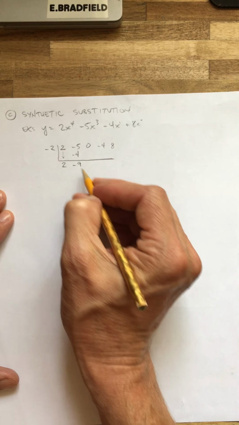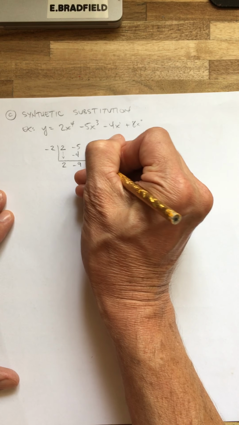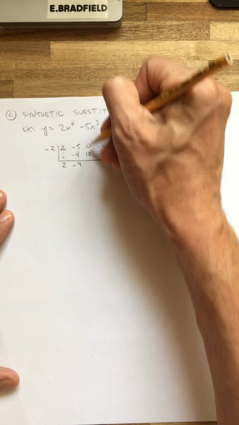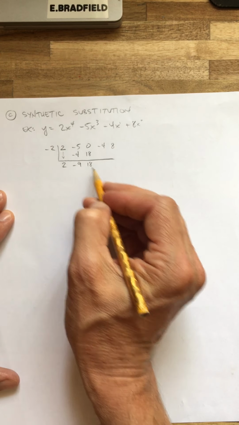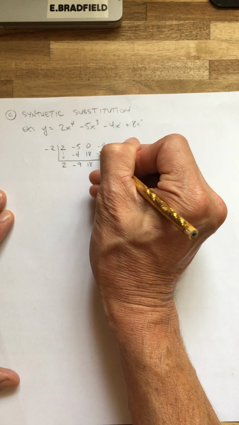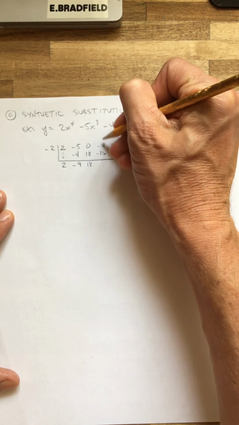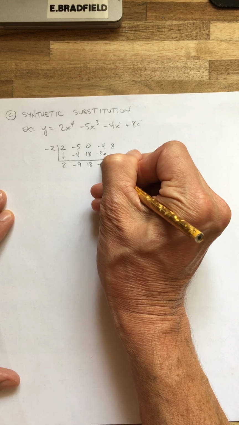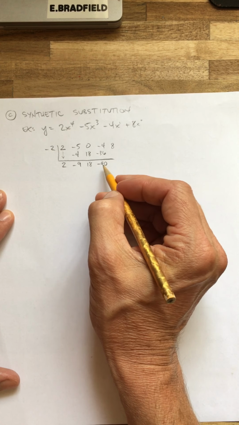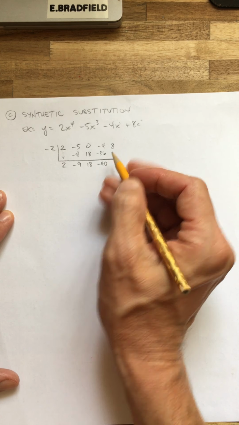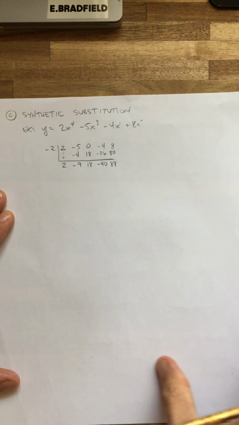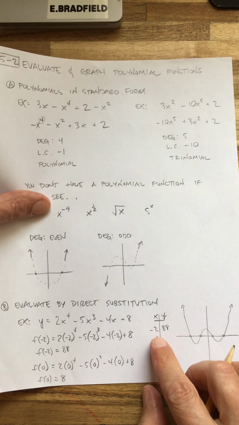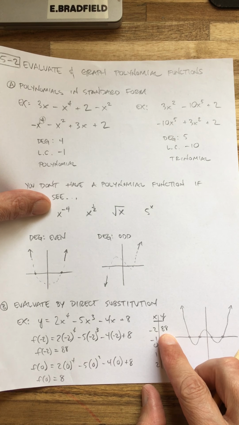Now multiply, okay? -2 times -9 is positive 18. Okay, put it there. Now bring down. So 0 plus 18 is 18, okay? Now multiply. -2 times 18 is -36, okay? Now bring this down. So we get -40 if you add them, okay? -2 times -40 is positive 80, okay? Now bring it down, you get 88. And if you look, that's what we got over here. When we plugged in -2, we got 88, okay? So it's just a quick way to do this.